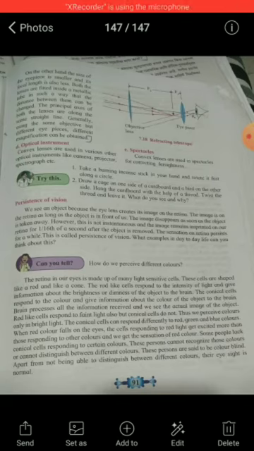Then our last point is, how do we perceive different colors? We know that the retina in our eyes is made up of many light sensitive cells. These cells are shaped like a rod and like a cone. The rod-like cells respond to the intensity of light and give information about the brightness or dimness of the object to the brain. And the conical cells respond to color and give information about the color of the object to the brain.